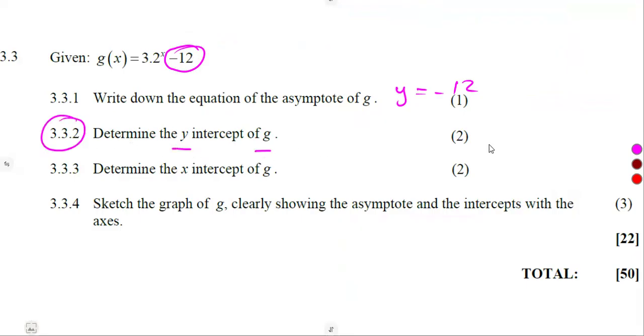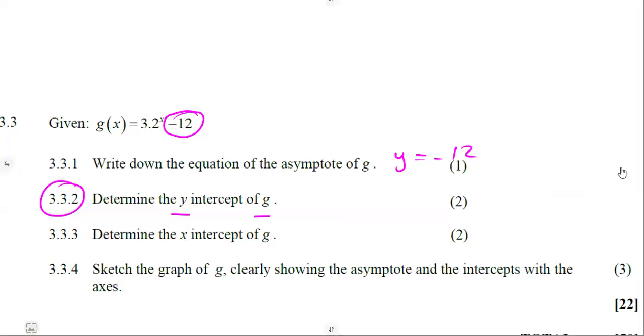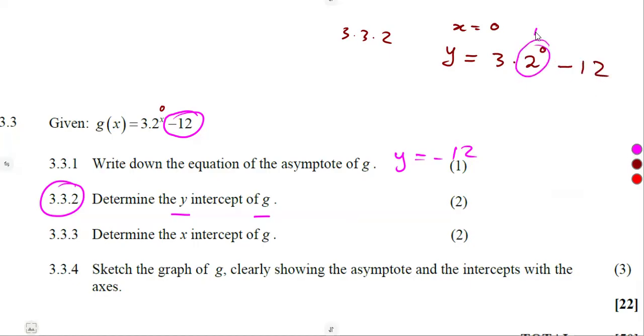Determine the y-intercept of g. So the y-intercept is on a condition where x is equal to 0. So where x is equal to 0, what is the value of y? We substitute 0 here in place of x. So that's 3 times 2 to the exponent of 0, minus 12. Knowing that any number, guys, to the exponent of 0 is 1, that's 3 times 1, which is 3, minus 12. And 3 minus 12 is -9. So the y-intercept of g is -9, or you can write it as (0, -9).